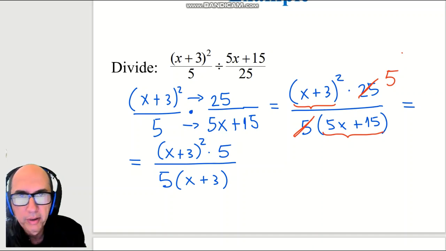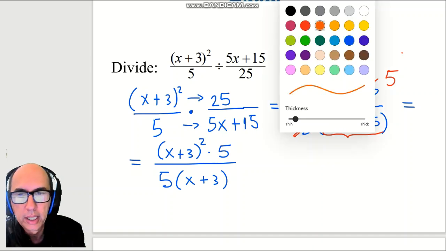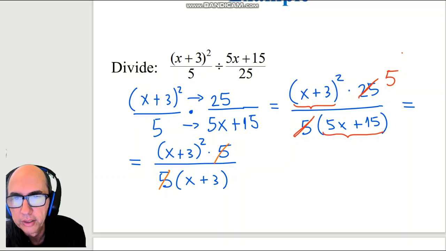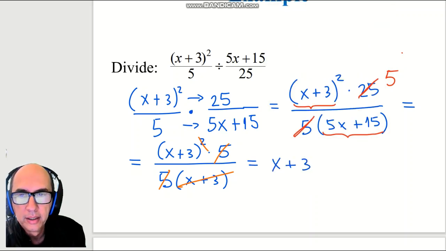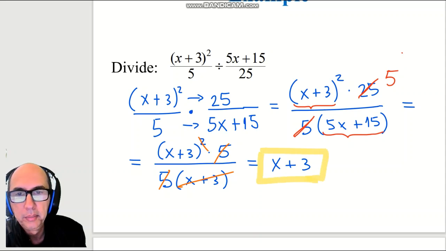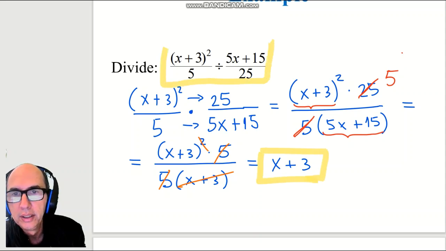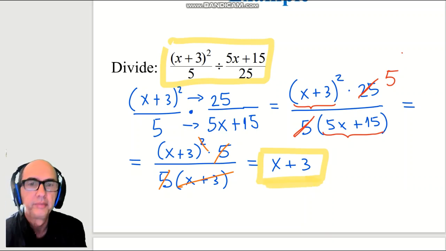And more simplifications, because 5 divided by 5 is 1, and (x plus 3) squared divided by (x plus 3) is just x plus 3. Remember the last example, right? We can write down (x plus 3) squared as (x plus 3) times (x plus 3). That's the final answer. See, much simpler than the original expression. Much, much simpler.